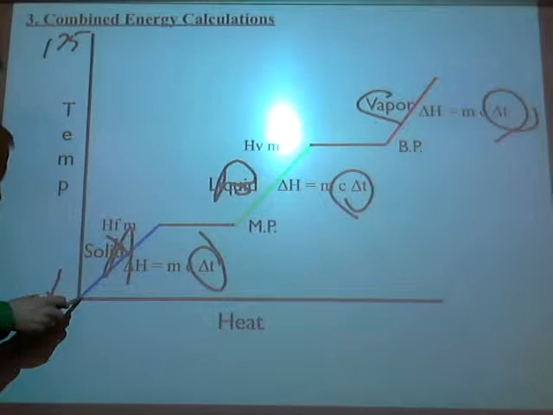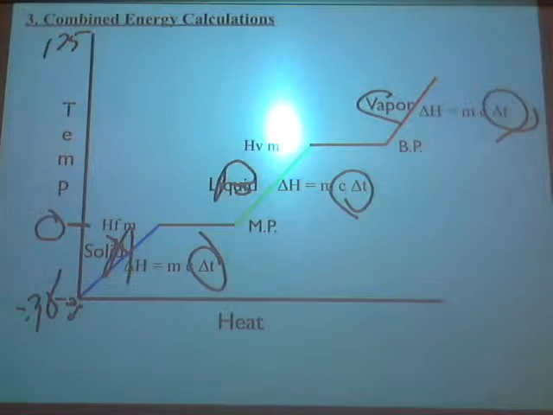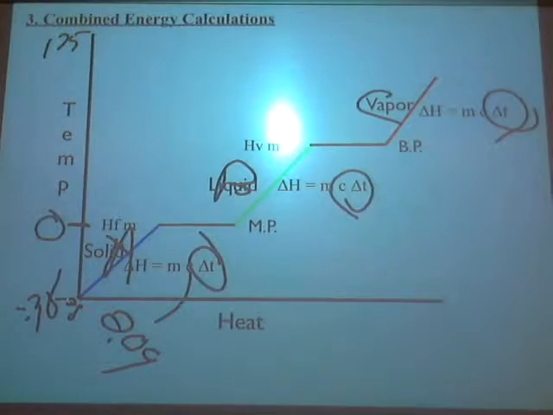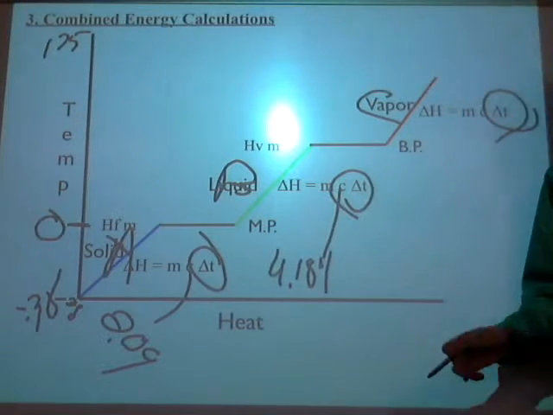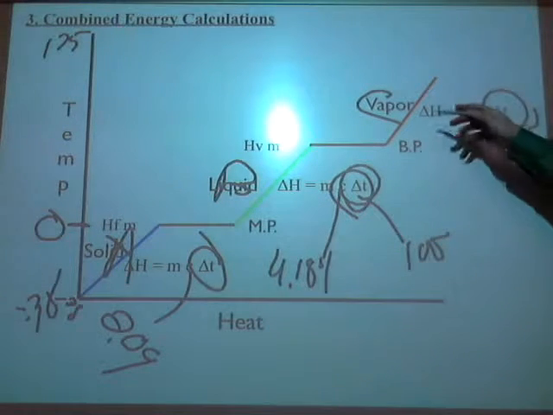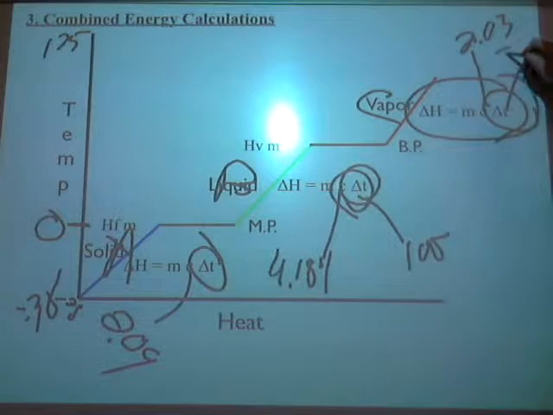Your delta T here is going to be from -38 up to what? 0. Is that what you did? Look at your work. Did you? And did you use for your C 2.09 joules per gram degree Celsius? In this one, your C should have been 4.184, correct? And your delta T should have been basically 100 minus 0, right? And finally, for this guy up here, your C should have been 2.03, and your delta T should have been, what, 25? Is that right? Okay.